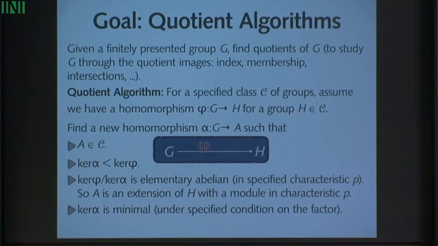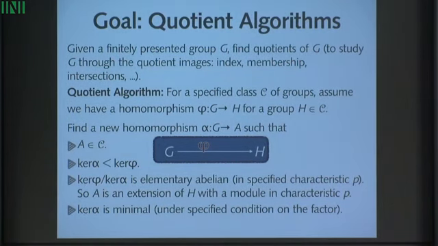So abstractly, we have a finitely presented group G. We want to find quotients of this group because that's what we can hopefully use to test membership in subgroups or find properties of subgroups and then study subgroups. So we take a specified class of groups. We assume we have already a homomorphism from the group to an image in this class, and we want to find a new homomorphism.